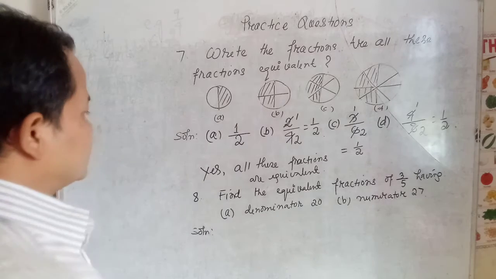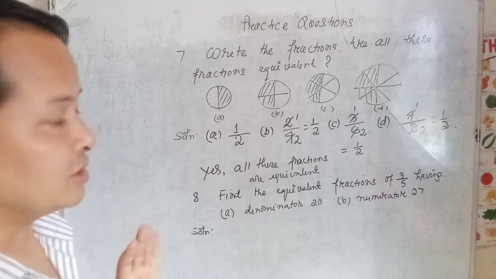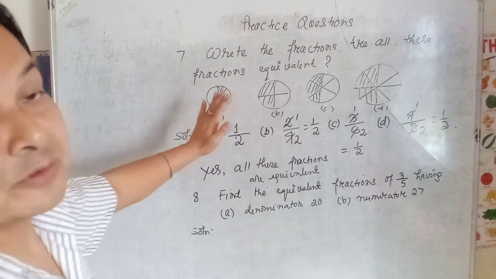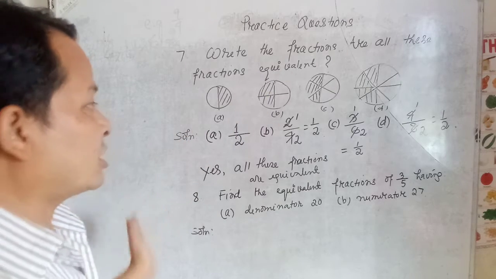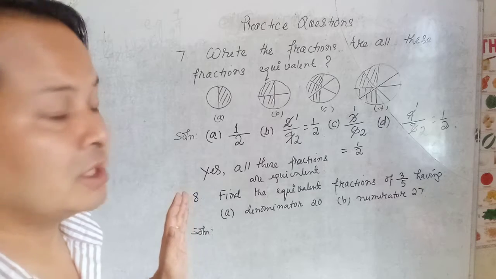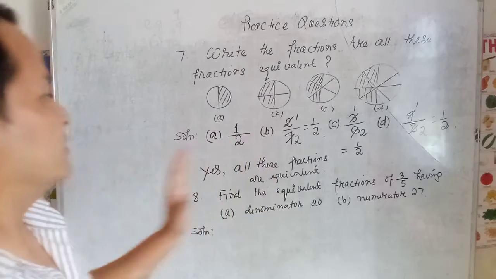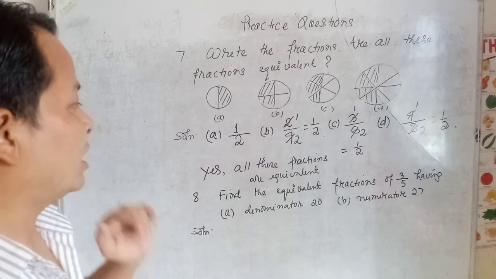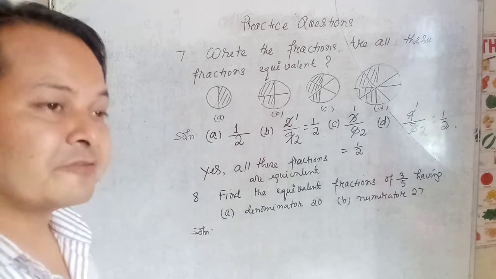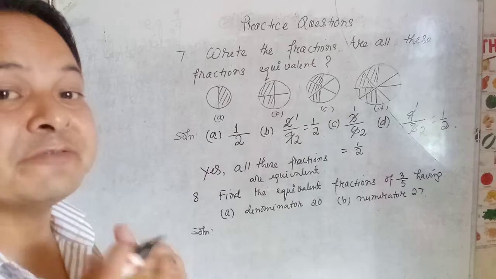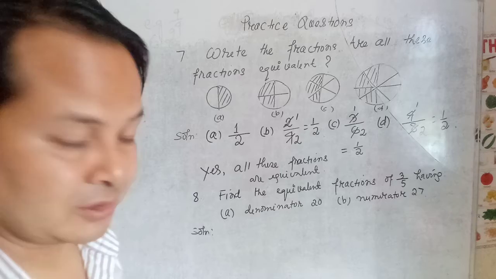So this is question number 7. In question number 7, first of all, we found the required fractions. After that, we checked whether they have the same values or not. In the answer, we got that all the fractions have the same values. That's why they are equivalent, because equivalent fractions are those fractions having the same values, isn't it? Since they have the same values, they are all equivalent.